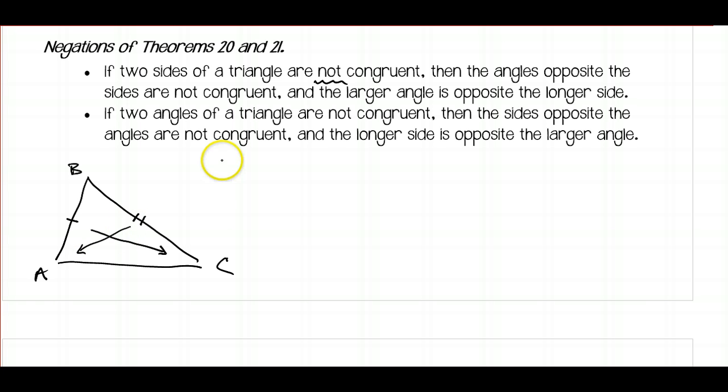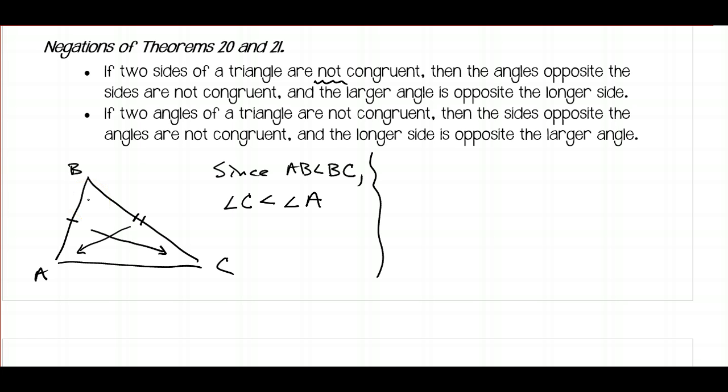Okay, so since AB is less than BC, angle C would be less than angle A. Let's make sure I got that right. AB is smaller than BC, so angle C is opposite side AB. Yeah, okay. So the smaller angle is opposite the shorter side.